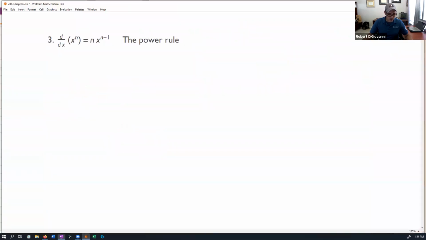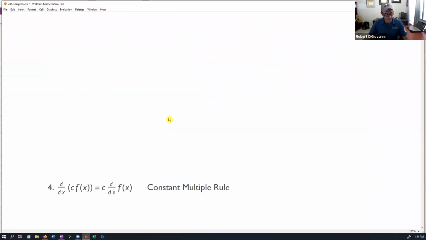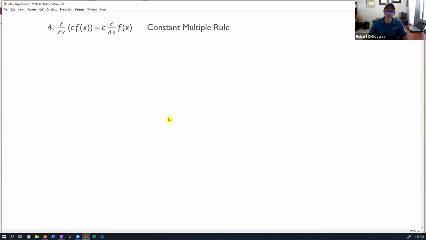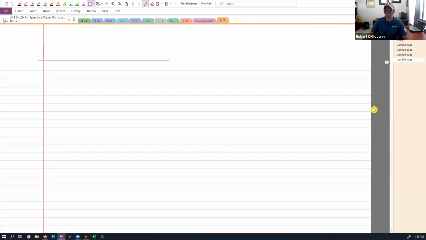All right, what's the next rule? The constant multiple rule, not to be confused with the derivative of a constant. It's the constant multiple rule. So what is this rule saying? Let me go put it on a different page. The constant multiple rule says this. Say you're trying to take the derivative, and what you're looking at is a constant in front of a function being multiplied. Okay, I'll give you a specific example underneath this.